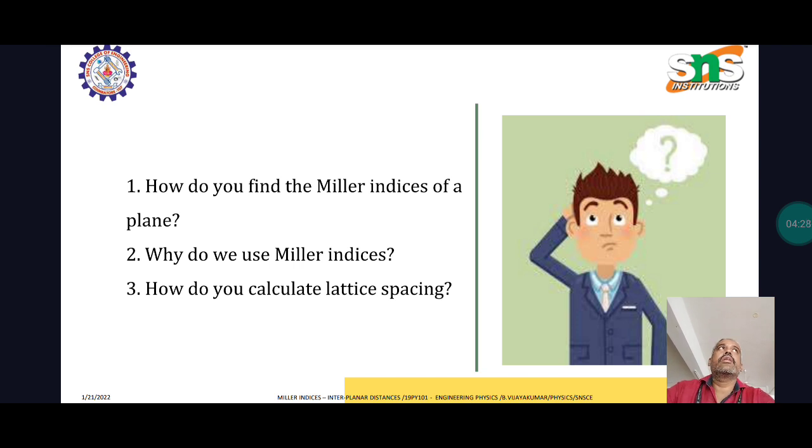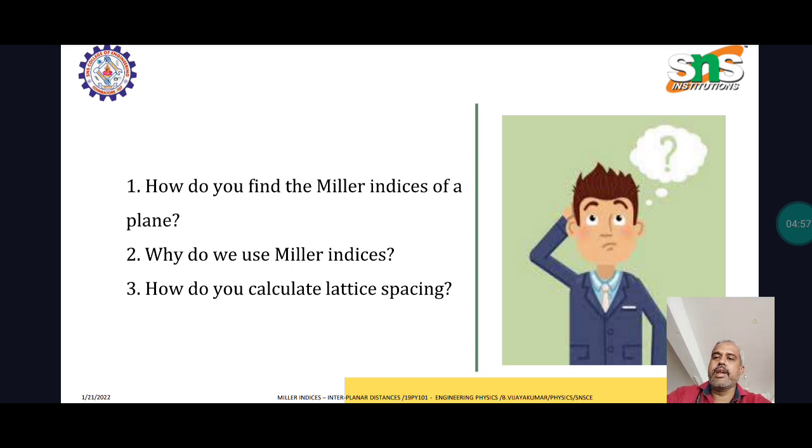So the first question: how do you find the Miller indices of a plane? A Miller index value of 0 means the axis is not intercepted. A value of 1 means it is intercepted. A reverse value means the opposite direction. Why do we use Miller indices? Because Miller indices are a basic property for finding the crystallographic structure, and after that we get the interplanar distance.